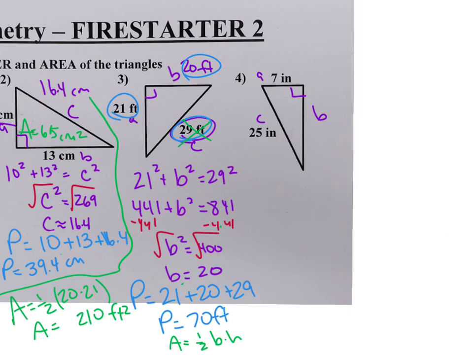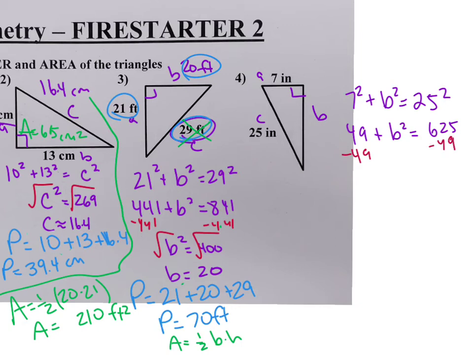All right, last one. Exact same concept as number 3. I know a, I know c, I do not know b. So I'm going to say 7 squared plus b squared is equal to 25 squared. 7 squared is 49 plus b squared, we don't know that, and 25 squared is 625. Now remember, we do have to do a little bit of algebra skills. So I get b squared, and I minus 49 from both sides. So I do 625 minus 49 is 576.